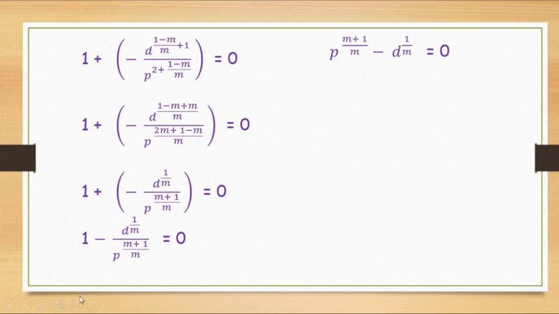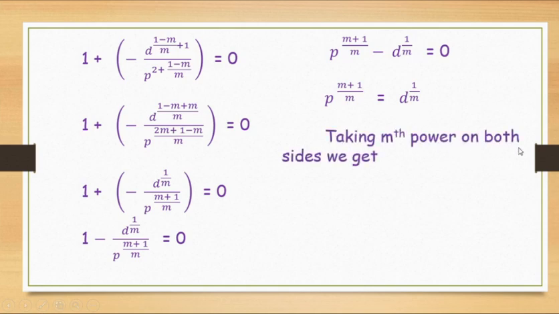Then cross multiply this p raised to (m plus 1) divided by m. We get p raised to (m plus 1) divided by m minus d raised to 1 upon m is equal to 0. Now transfer d raised to 1 upon m from LHS to RHS. We get this expression p raised to (m plus 1) divided by m is equal to d raised to 1 upon m. Taking mth power on both sides, we get p raised to m plus 1 is equal to d only. That means p is equal to d raised to 1 upon (m plus 1).